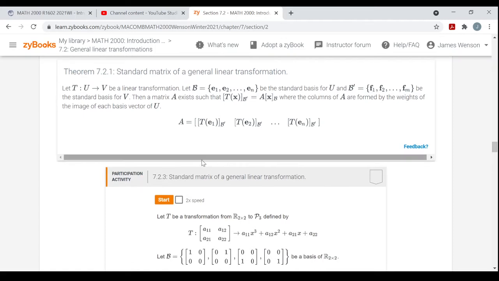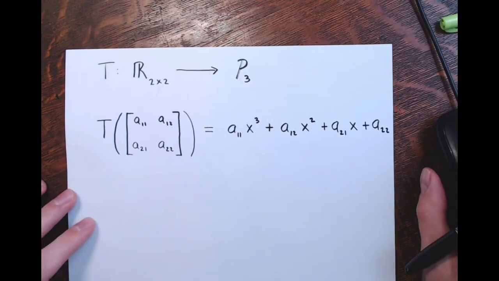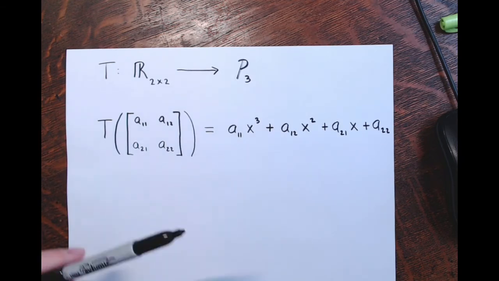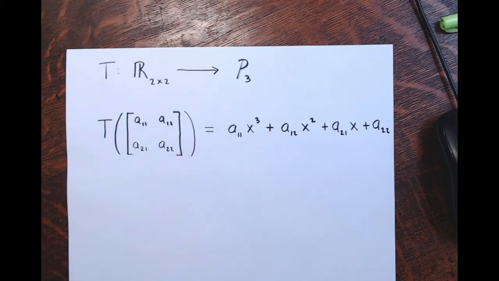All right, so let's get into what all that means with an example. So I'll look through this activity example. Okay, so here's a transformation that we actually saw earlier. It's that transformation from the vector space of 2 by 2 matrices to the vector space of polynomials of degree 3 or less, where each of the entries of the matrix in this order are the coefficients of the polynomial.